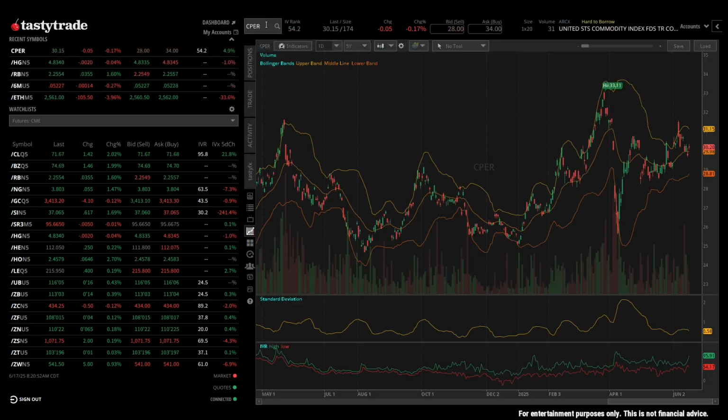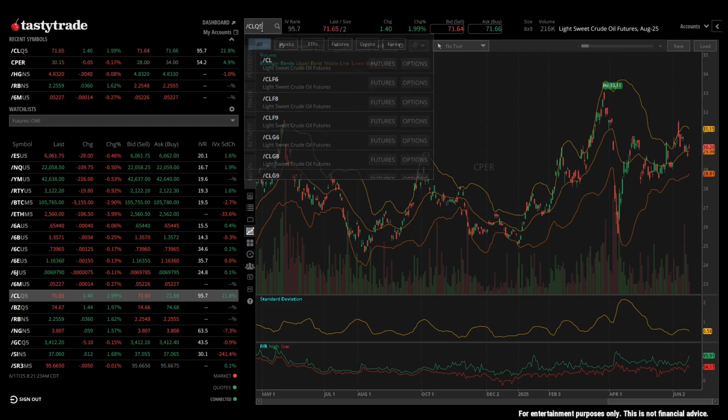I know CPER is one, 54.2. So even if it doesn't display, if you happen to know a product, you can kind of get what the IV rank in some of these are. I don't know of any ETF, though, that is built around cattle or hogs.